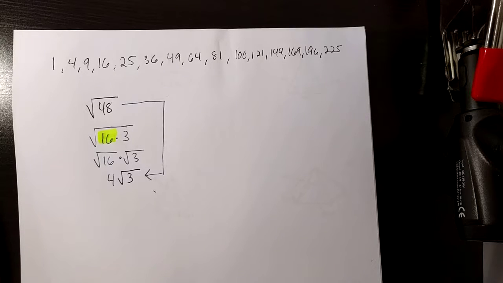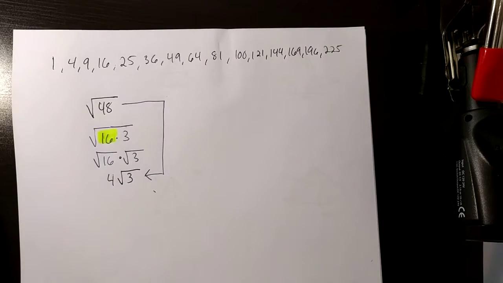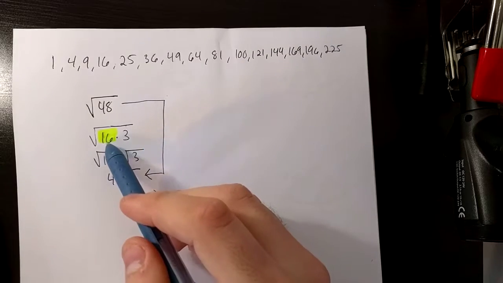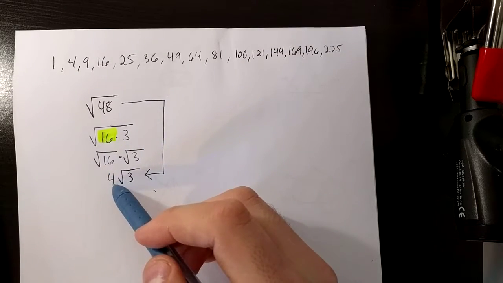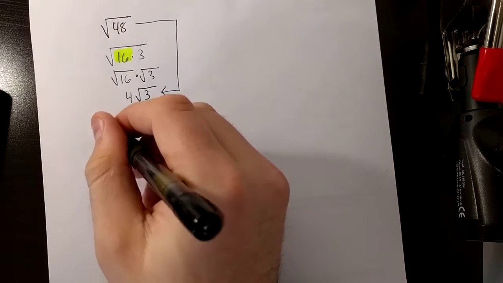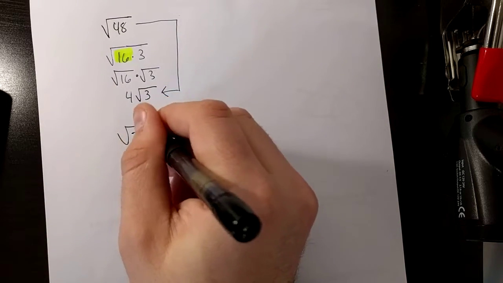So, just to recap, the goal of each problem is to move any perfect squares from the inside of the radical to the outside. So square root of 16 became 4. Let's try another example. The square root of 256.